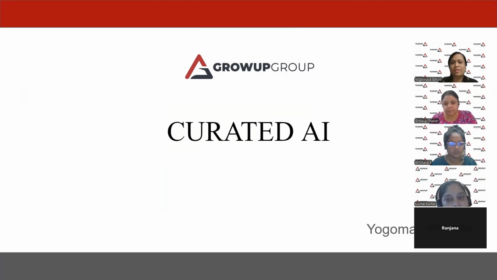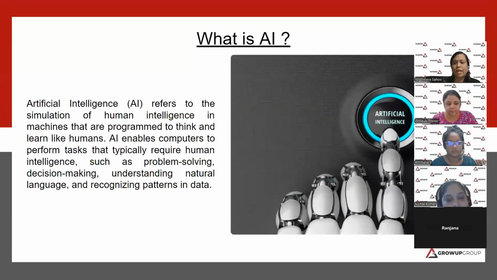Before we start with curated AI, we should understand what AI is. Everybody knows what AI is. It stands for artificial intelligence, which refers to the simulation of human intelligence in machines that are programmed to think and learn like humans. AI enables computers to perform tasks that typically require human intelligence, such as problem solving, decision making, understanding natural language, and recognizing patterns in data.